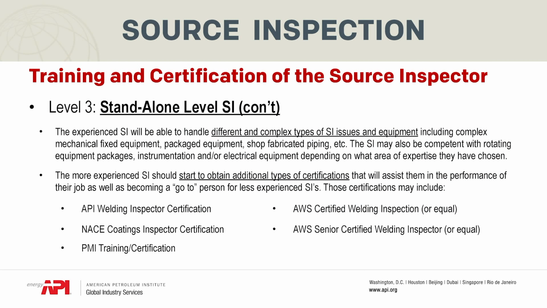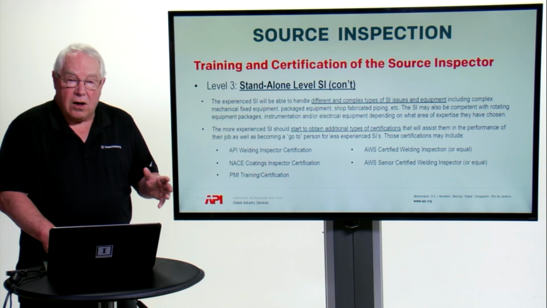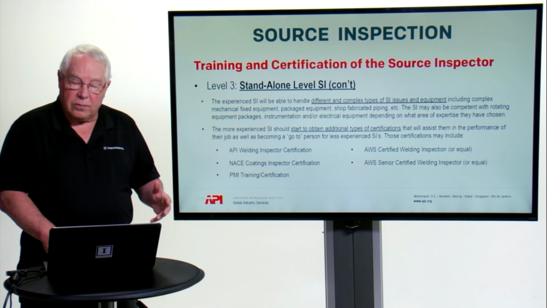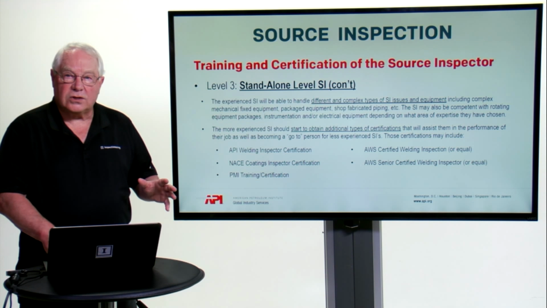Additionally, at the level 3 standalone source inspector level, the experienced source inspector may be able to handle different and complex types of source inspection issues and equipment, including more complex mechanical fixed equipment, packaged equipment, shop fabricated piping. But also the source inspector may choose to get involved in other types of equipment like electrical gear, instrumentation, and rotating equipment, depending on the type of expertise that source inspector wants to pursue.